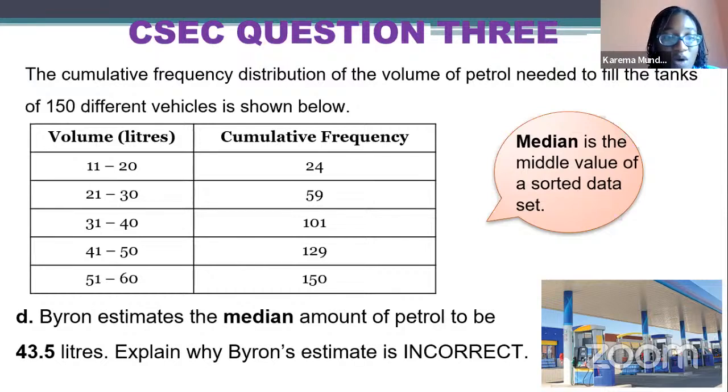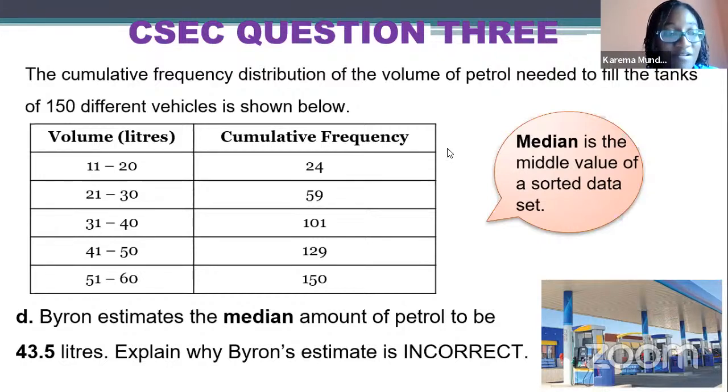Some more cars were added, and we got to 59 vehicles. We still don't reach the middle. By the time we added another set of vehicles, we got to 101 vehicles. And we said, oh, we passed the 75th one already, the 76th one already. Those vehicles would be in the class 31 to 40. So whatever my median is, I can't tell exactly what it is from what we have, but I know the median must be between 31 to 40.